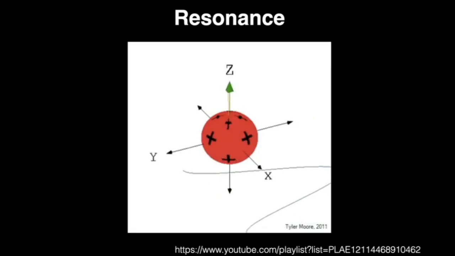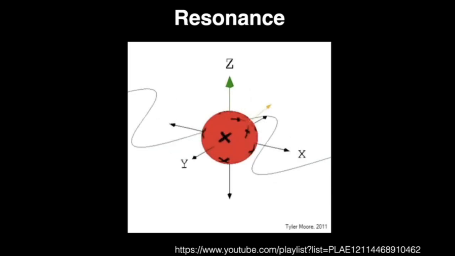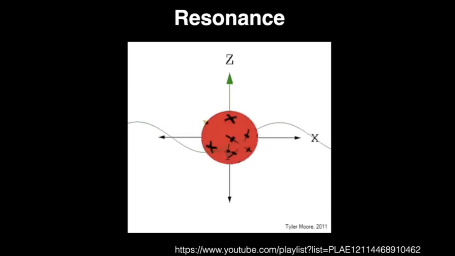That's depicted here, where the sine wave on the XY plane represents an RF field, or a B1 field, and its frequency matches the frequency at which the little nuclear magnet is precessing around the main field. If those two match, then you can tip that magnetization into the perpendicular XY plane where we can detect it.